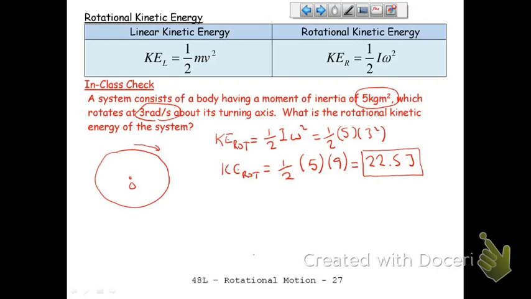So that looks straightforward. But what can I do to make it more interesting? Maybe I could give you the tangential velocity, and then you'd have to convert to get your angular velocity. Maybe I give you the mass and the radius and tell you it's a solid cylinder and have you work out your moment of inertia. I can dress it up a whole bunch of ways, so watch out for that.